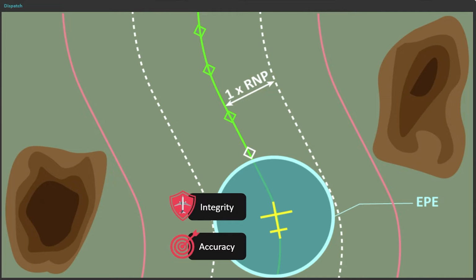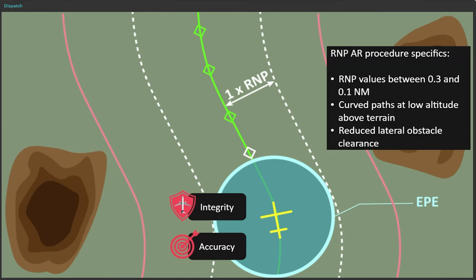A RNP AR arrival or departure procedure is defined as a RNP procedure that requires a specific authorization. AR means authorization required. These RNP AR procedures may have the following specifics. It may be designed with RNP values between 0.3 and 0.1 nautical miles. It may follow a curved path at low altitude above terrain. It has a reduced lateral obstacle clearance compared to conventional non-precision approaches.